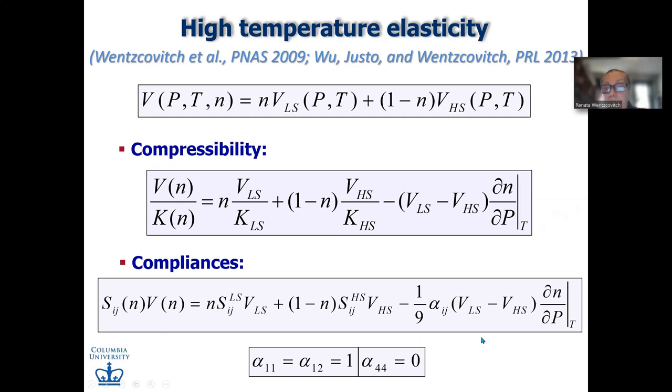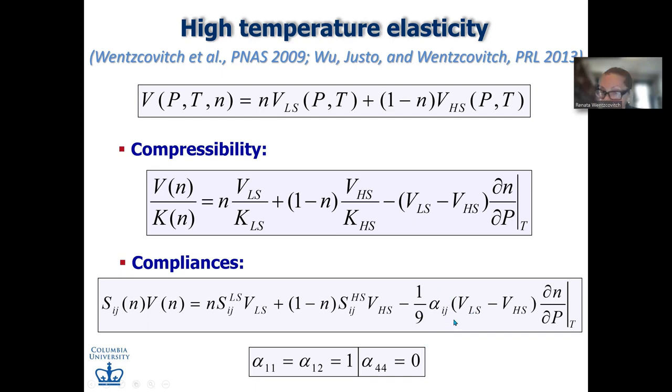You can derive this formula here. The components of the compliance tensor of the solid solution are the weighted average of those of the end members plus an anomaly term that depends on the N dP as well. This anomaly here exists for C11 and C12, but not C44.